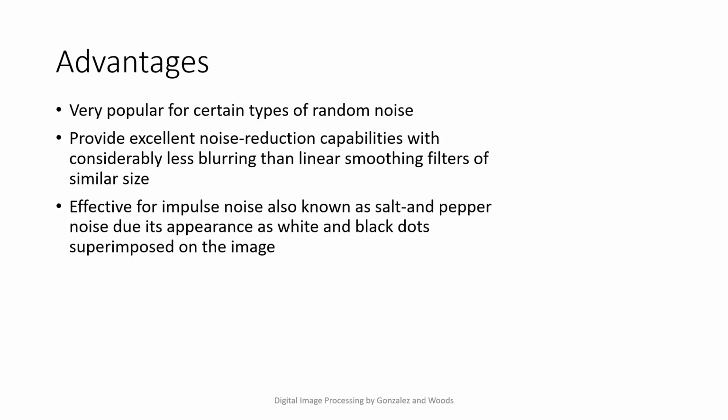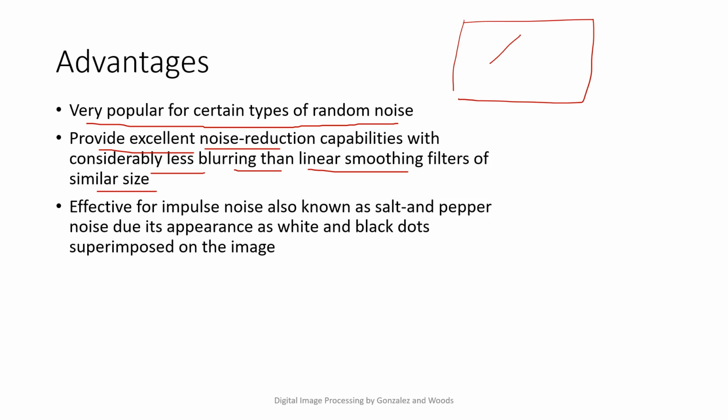The advantage of the median filter is that it's very popular for certain types of random noise. It provides excellent noise reduction capabilities with considerably less blurring than linear smoothing filters of similar size. What is the meaning of this? Suppose this is the image, having noise in it.